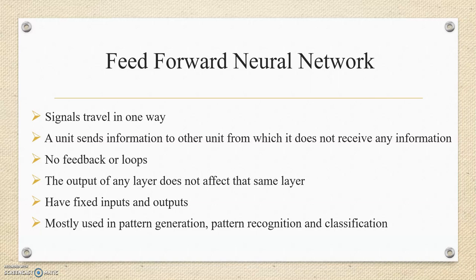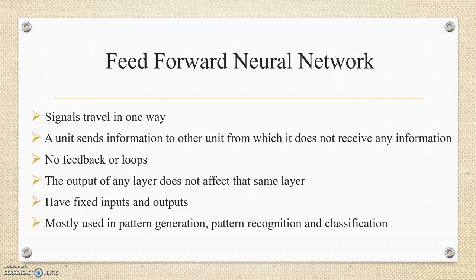In feed-forward neural network, signal travels in only one way, that is from input to the output only. A unit sends information to another unit from which it does not receive any information. There are no feedback or loops in such networks. The output of any layer does not affect the same layer in such networks.